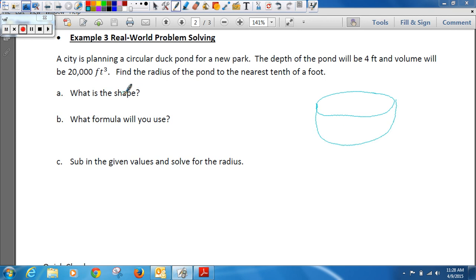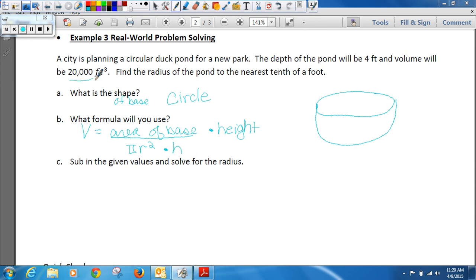The shape here that we are using, and I'm going to put the shape of the base, is a circle. And in order to find volume, you always find the area of the base times the height of the object. So if I look here, the area of my base we said is a circle. The area formula for a circle is pi times radius squared. So that's the area of my base times our height. So that's my formula. Now I sub in what I know and I solve for the radius.